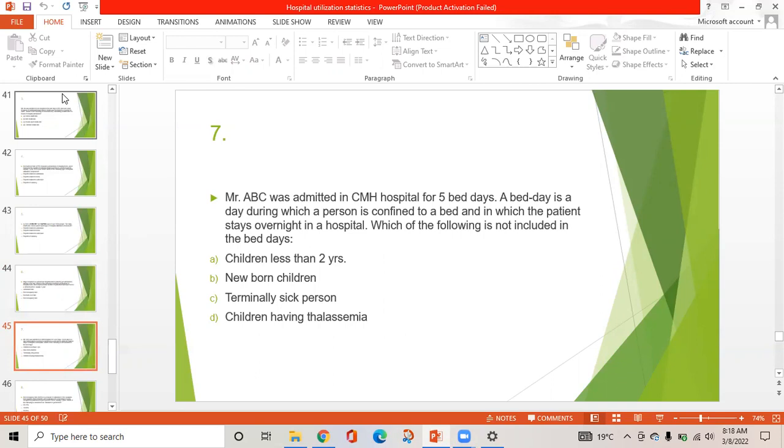Option B is the right one. Newborn children are not included. However, the children that are premature under incubator are included in the bed days.